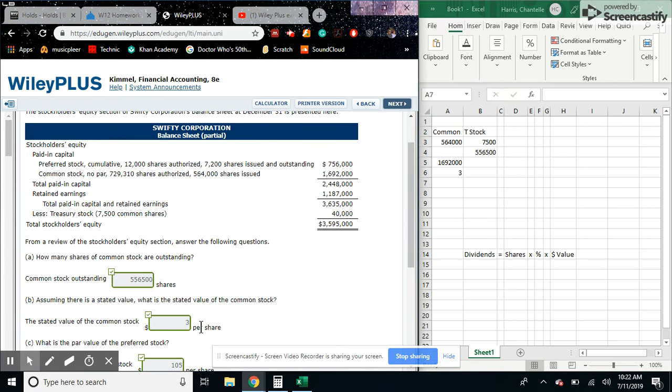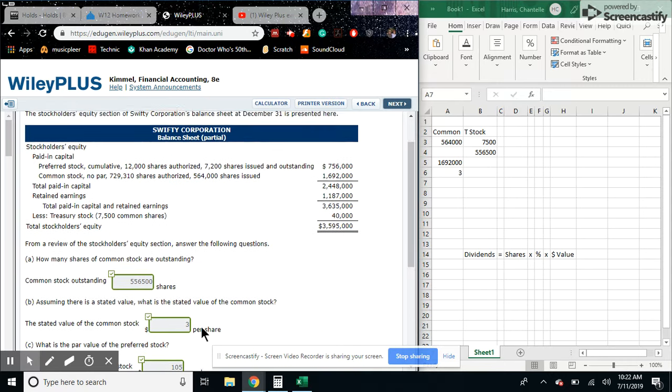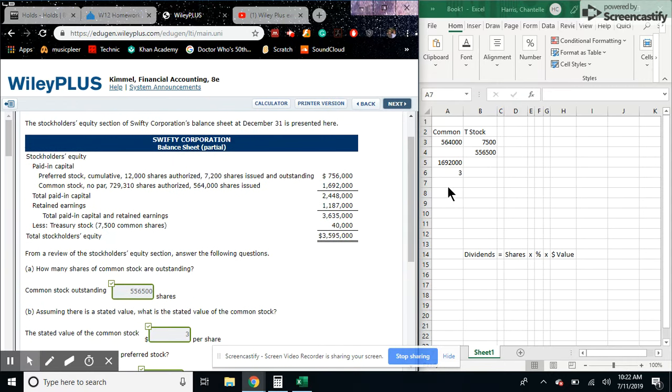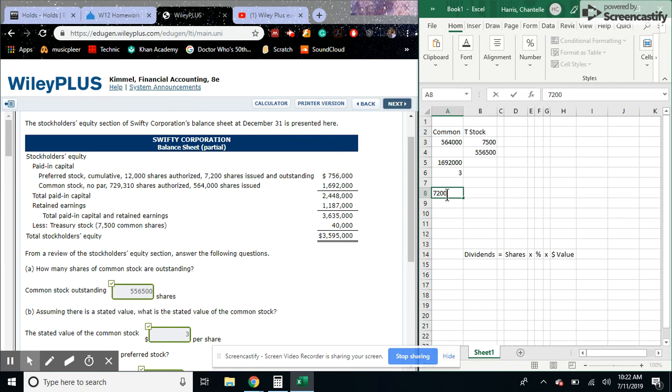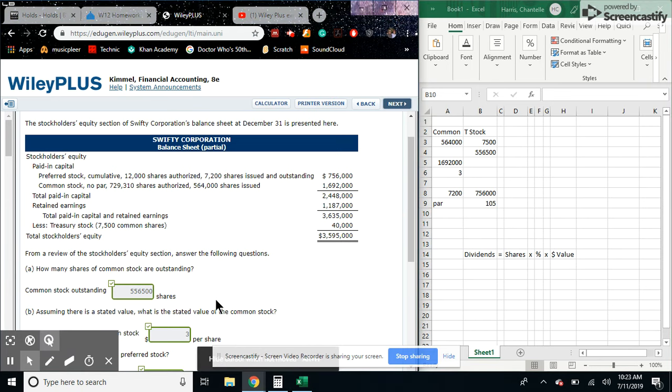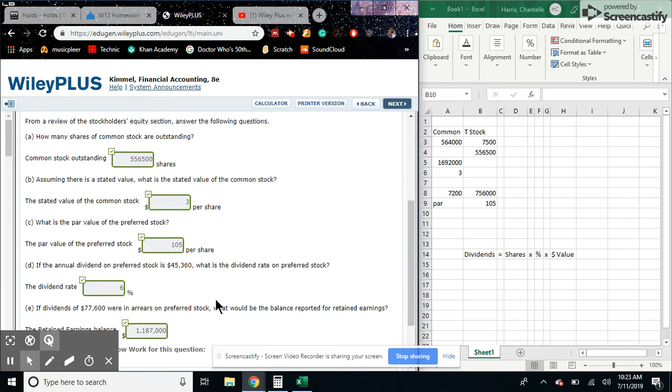That comes to $3 per share. The next part asks, what is the par value of the preferred stock? All right, so we go to the preferred stock. It shows that we had 7,200 shares, and the value that we had here was $756,000. So the par value is equal to the value per share, 105. So the value of the preferred stock is 105.